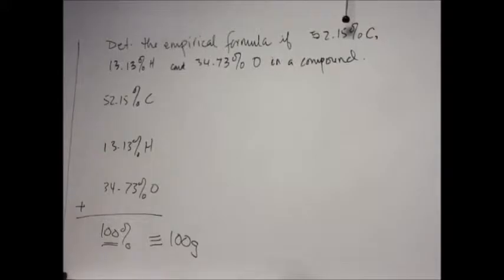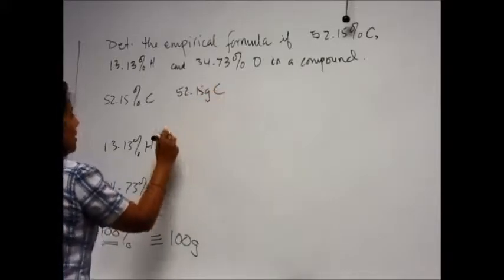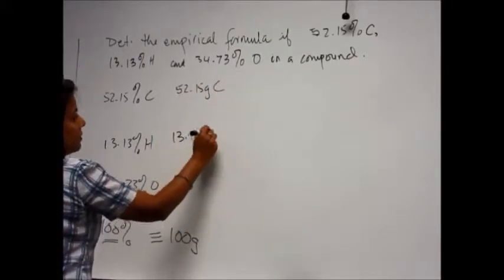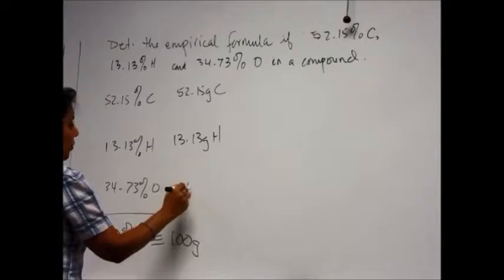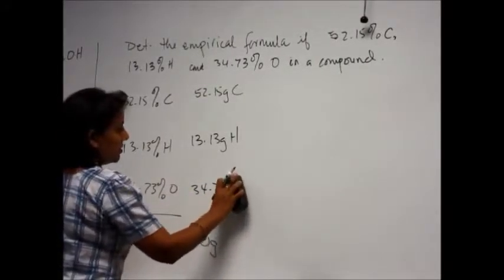So if this is 100 grams of substance, that means you have 52.15 grams of carbon, 13.13 grams of hydrogen, 34.73 grams of oxygen.